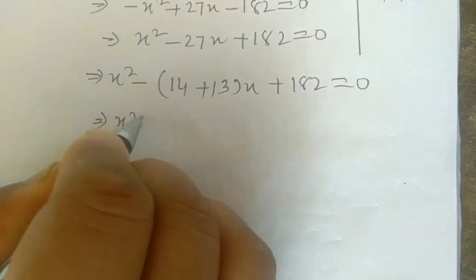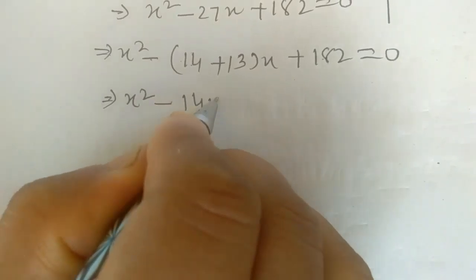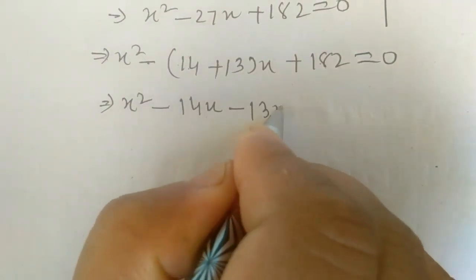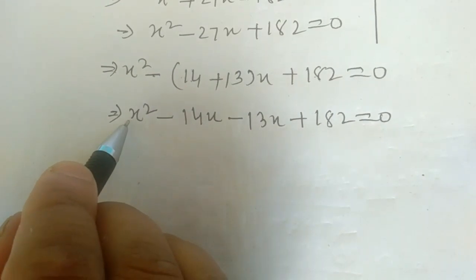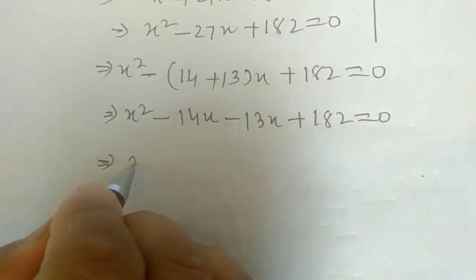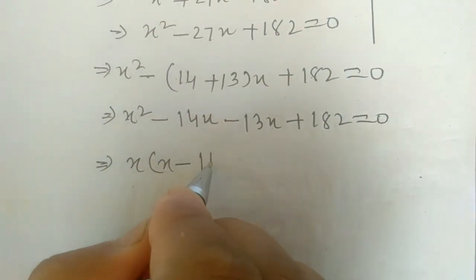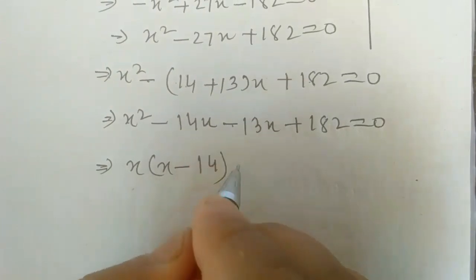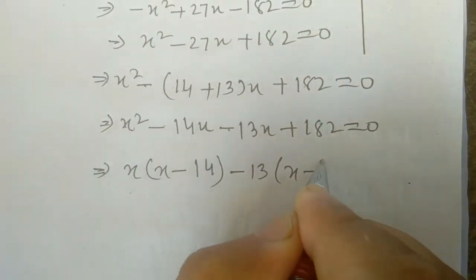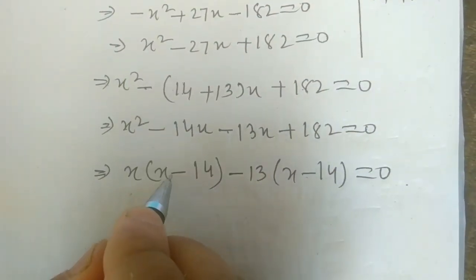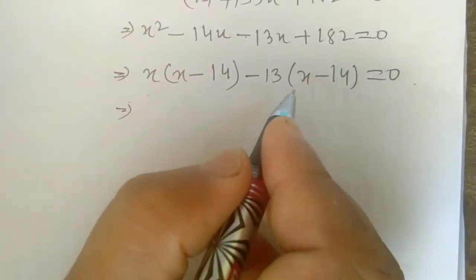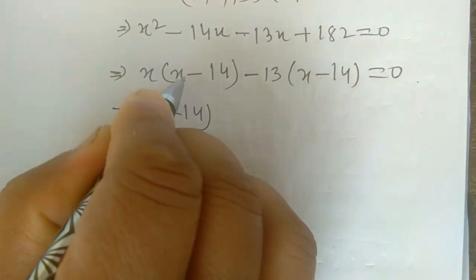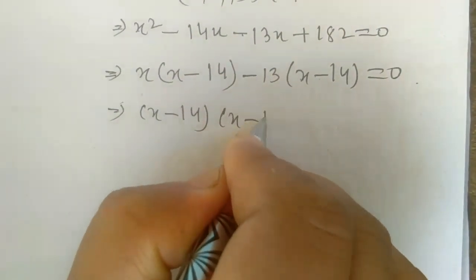Then x square minus 14x minus 13x plus 182 equal to 0. After splitting the middle term, we have to take common from the first two terms. Here x square, here x only, so you take x common, 1x will remain, minus 14. Then from the last two terms we take common, here minus sign, so take minus 13 common, and write x minus 14. The inside must be the same, always the same. Here it is x minus 14, so it must be x minus 14, it cannot be x plus 14. Okay. Then after that we make groups, inside one group, outside one group, equal to 0.